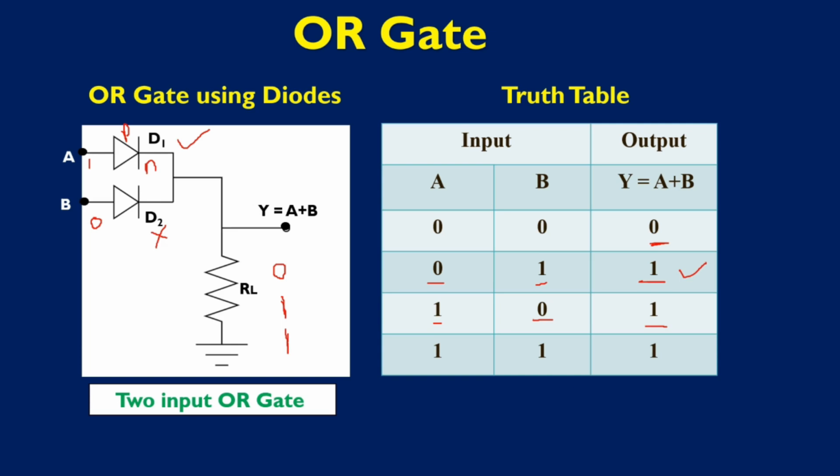And if I make both the inputs as 1, A is 1, B is 1, in this condition both the diodes will be forward biased and we will get the output. So the output will be high, that is 1. That is, when A is 1, B is 1, the output is high. Hence we can verify the truth table of the OR gate.